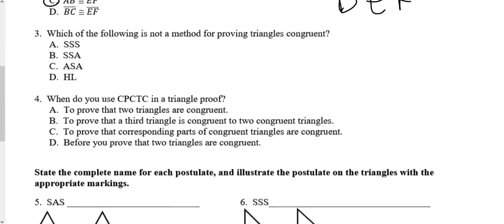Which of the following is not a way to prove triangles congruent? Well, there it is. It's spelled backwards, but we know we do not have that rule. SSA or ASS.